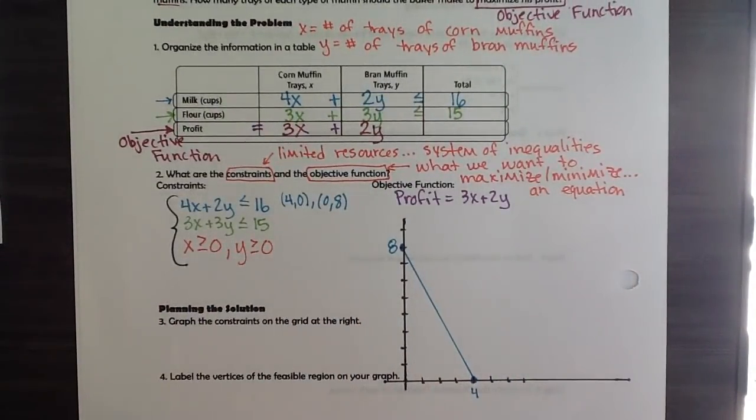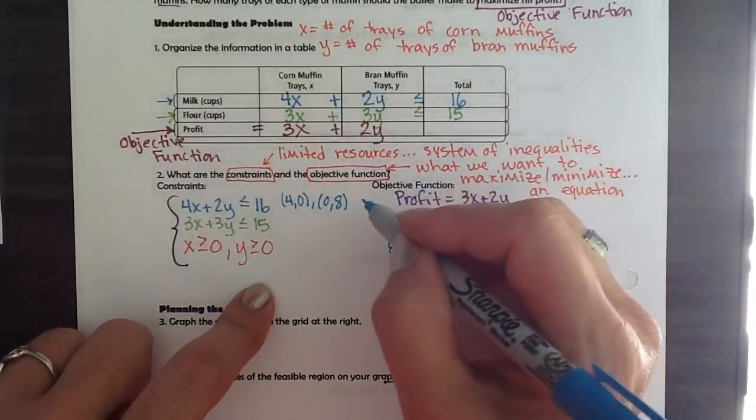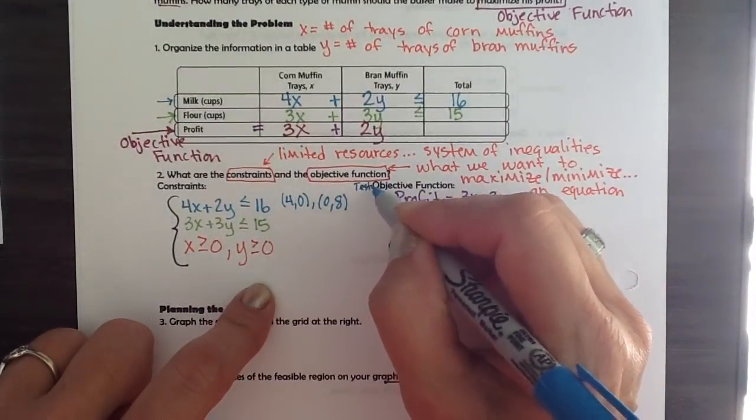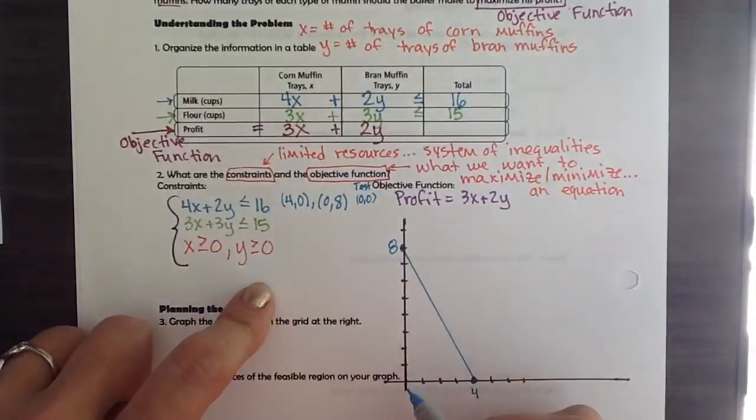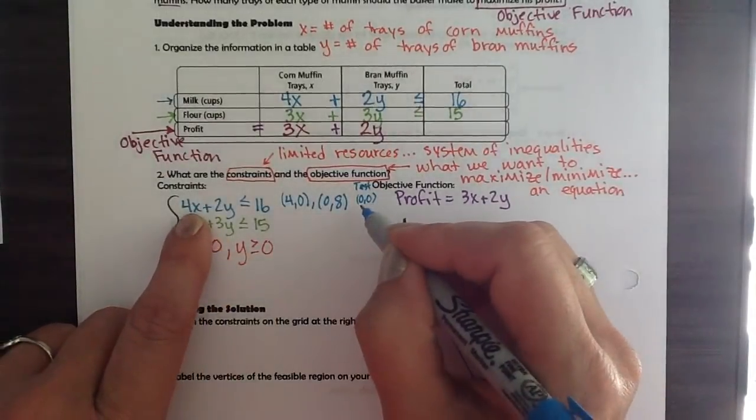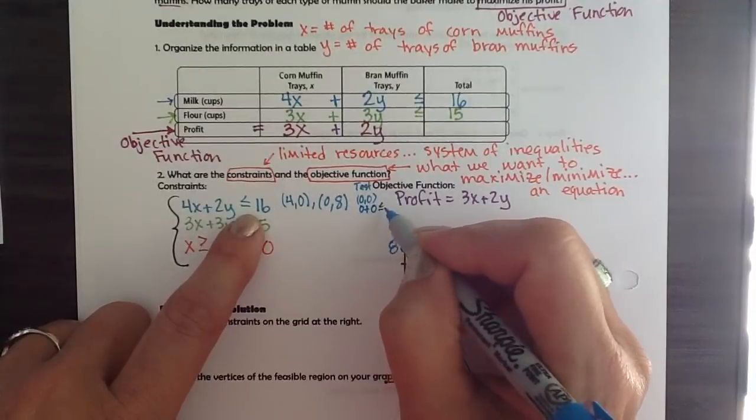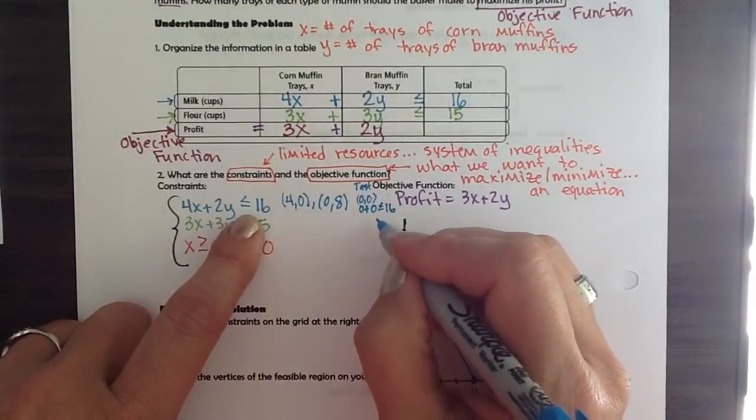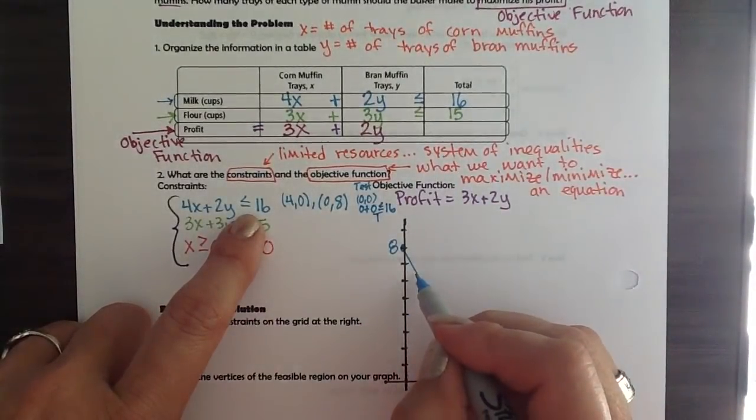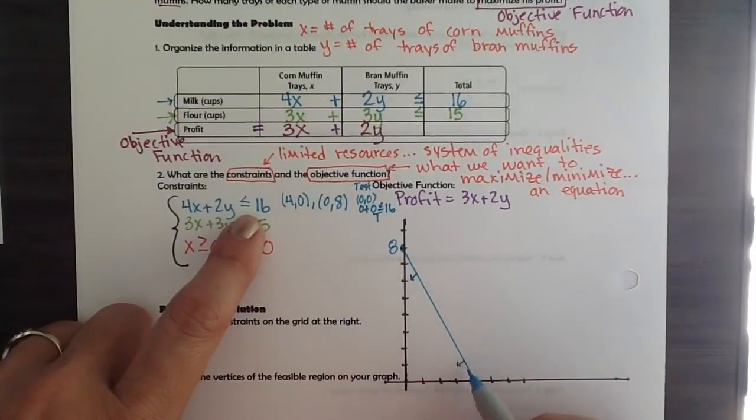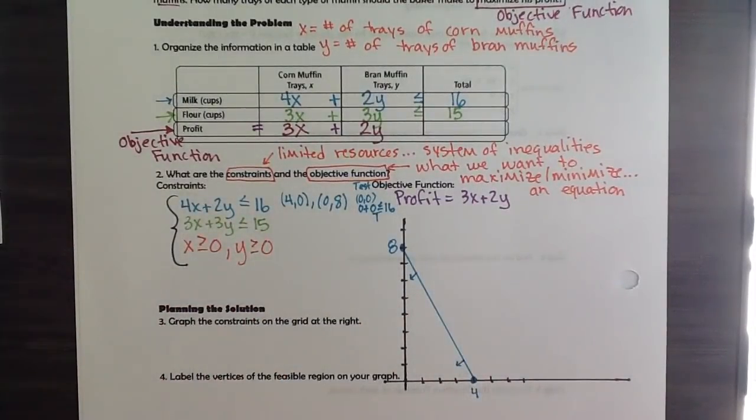And I need to test a point. So if I test 0, 0, which is down here, 4 times 0 is 0, 2 times 0 is 0, is less than or equal to 16. That is true. So I'll be shading down below that blue line.